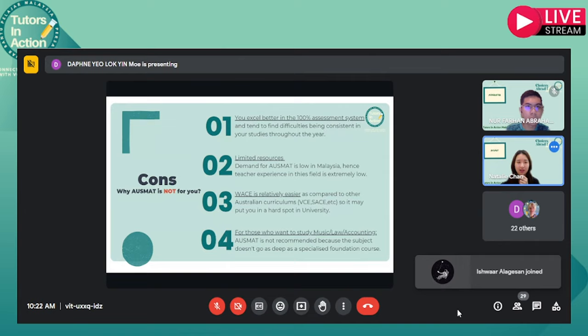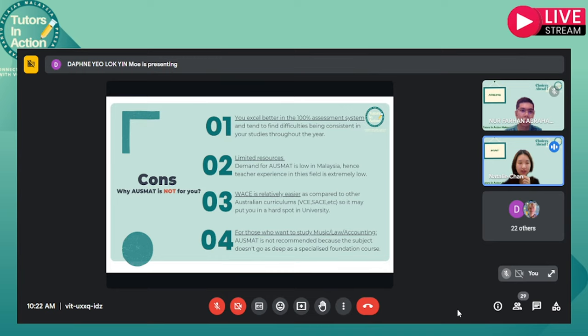Number three, WAIS is relatively easier as compared to other curriculums such as BCE, SAIS, so it might put you in a hard spot in university. I have a friend who's currently studying in Australia after she graduated from AusMed, and because AusMed uses the curriculum of WAIS, she said that it was a bit difficult for her to catch up with the other students in Australia who have done SAIS or BCE. And she's a top student in AusMed. She got a really high ATAR score. So if she said it puts her in a hard spot, and if you want to go to Australia, this might be something you want to consider. You just need to put in more effort when you're in Australia to catch up with the other students.